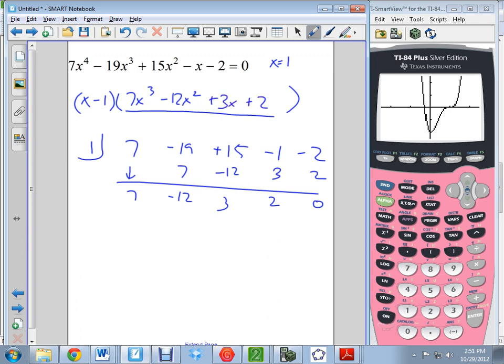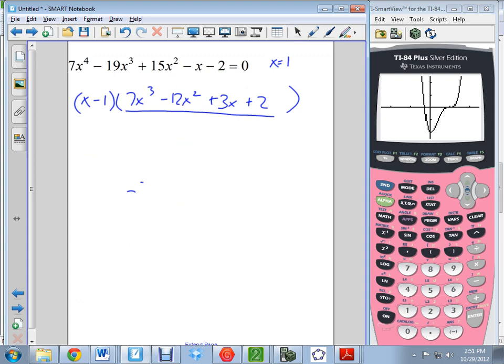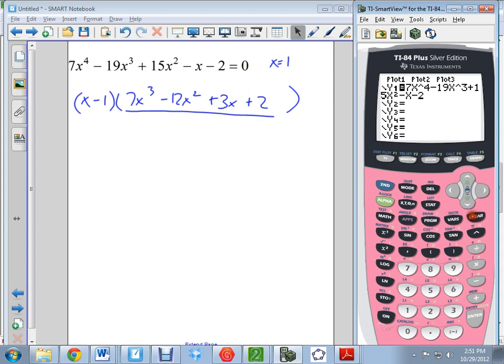Now I hope that's factorable by grouping, but it's not in this case. If you look at the first two things, it's not going to be factorable by grouping. So what we're going to have to do is something similar. We're going to go back to the equation. We're going to type in the new equation, which is 7x to the third minus 12x squared plus 3x plus 2. And then I'm going to hit graph, and we're going to look to see where this crosses the x-axis.